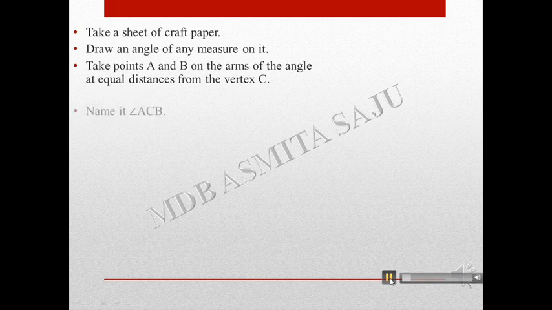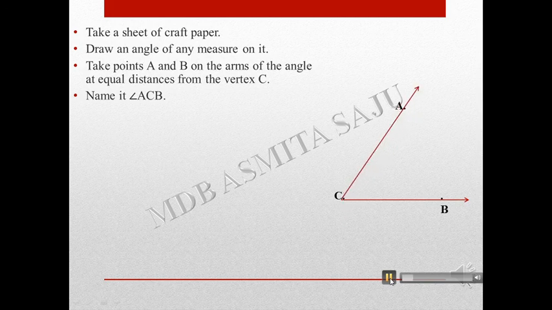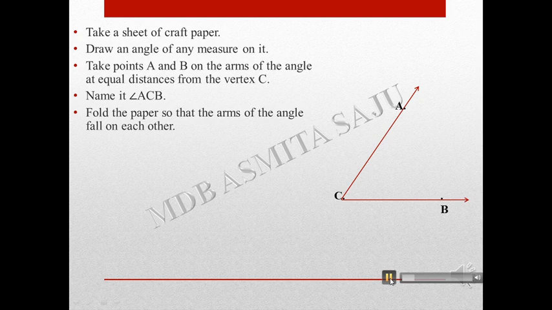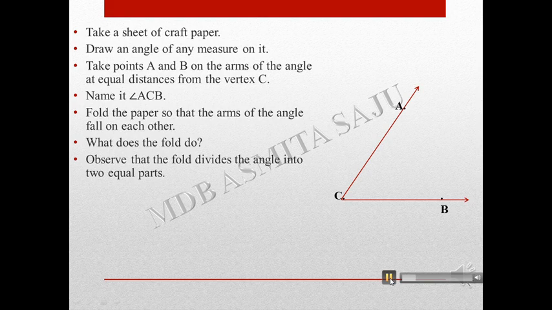Fold the paper so that the arms of the angle fall on each other. You have to fold in such a way that one arm exactly falls on the other. Okay? What does the fold do? Open your paper and see. Observe that the fold divides the angle into two equal parts. This fold is the bisector of the angle.